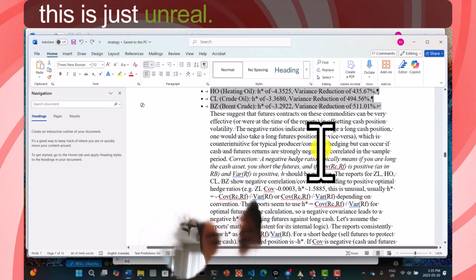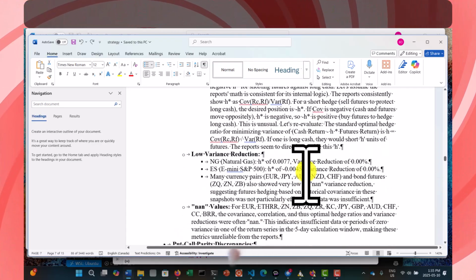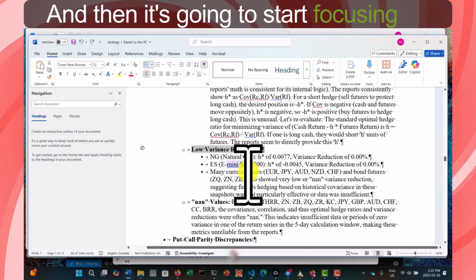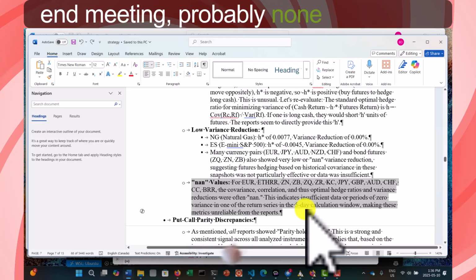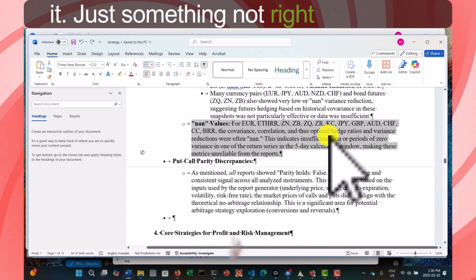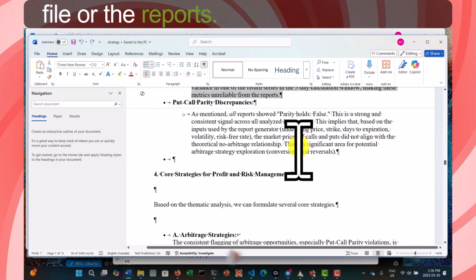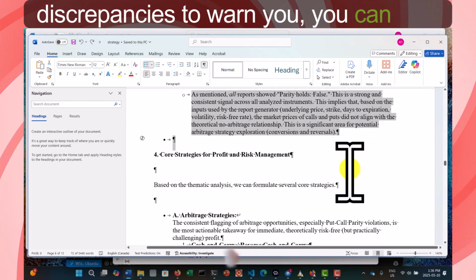Like this is just unreal. And that's going to do a lot of quantity stuff in here. Okay, I'll just leave it at that. And then it's going to start focusing on the low variance ones and the not NaN, meaning probably not enough data out there or volume to really focus on, or just something not right in the data file or the reports. And then it's going to talk about if there's any discrepancies to warn you, you can lose money here.